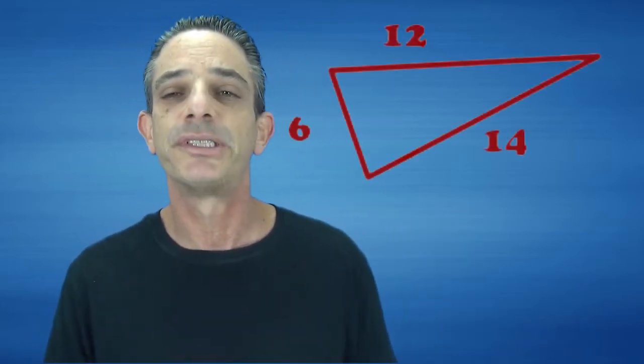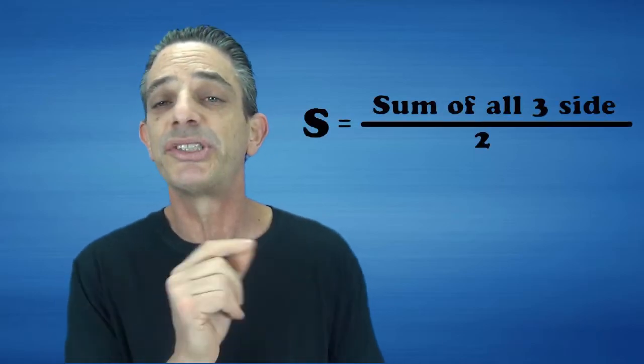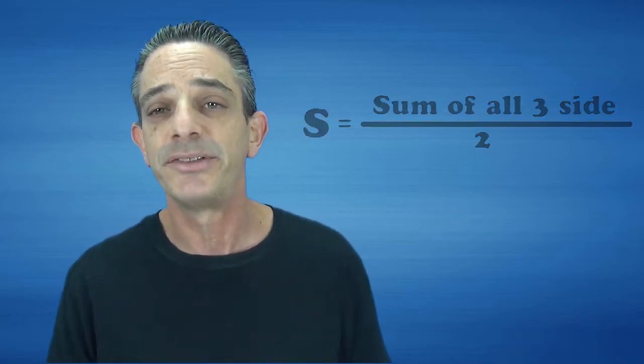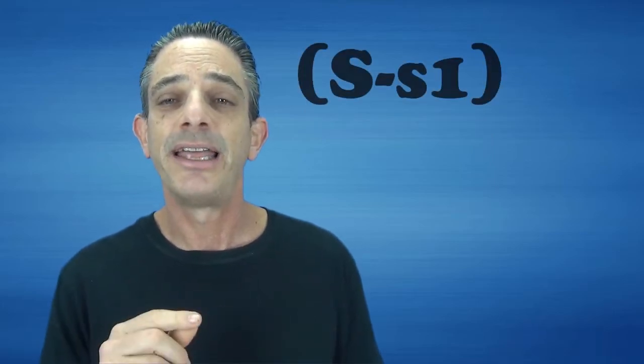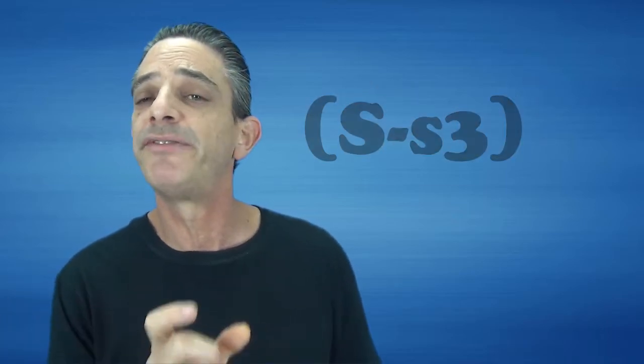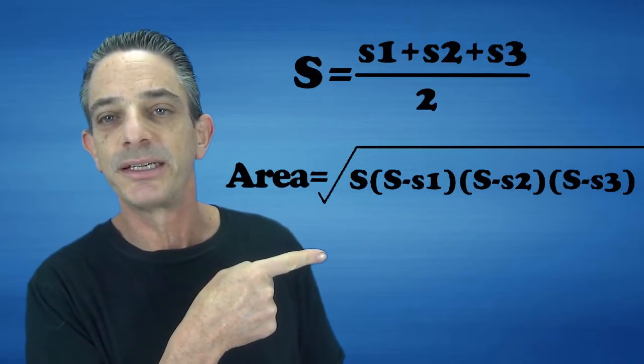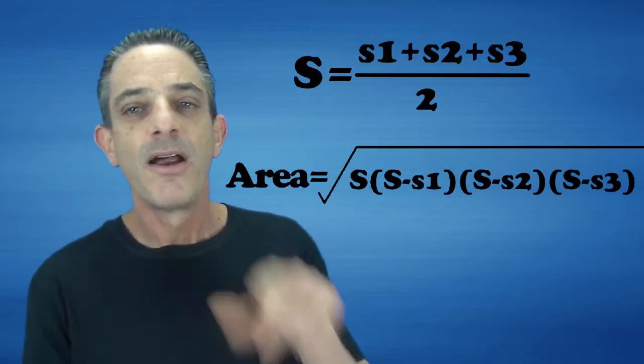Now, in order to use Heron's Formula, we need to have the measurements of all three sides. And the first thing we need to do is find out the value of a variable s. And s is simply the sum of all three sides divided by 2. We're going to take that value and subtract each of the sides to get 3 separate values. We're going to multiply those 3 values together, then multiply that by s and find the square root of the product. So this is what the formula looks like. All right, so let's do that in Scratch.